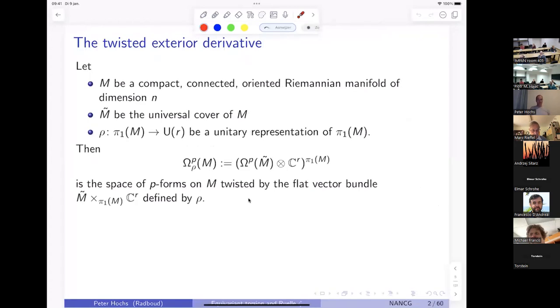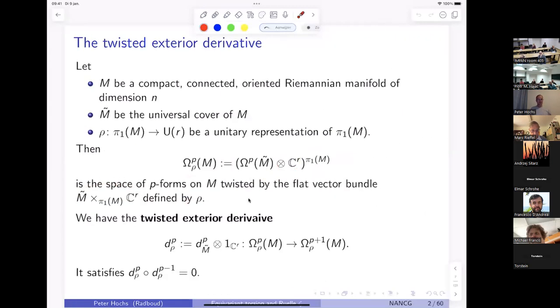I'm forming the differential forms twisted by rho. So rho, a representation of the fundamental group, defines the Hermitian vector bundle over M. And I'm twisting the p-forms by that vector bundle. It looks like this. The p-forms twisted by rho is: you take the p-forms on the universal cover, tensor with C^r, and then the fundamental group acts on the universal cover and on p-forms by pullback, and acts on C^r by this representation rho. And this is the space of p-forms twisted by rho. On that, we have a natural flat connection, namely just the exterior derivative on the universal cover extended by the identity on C^r. Looks like this. So I'm calling it d^rho_p, the twisted exterior derivative on twisted p-forms, which still squares to zero, just because d does. And this is a flat connection on this flat vector bundle in this sense.